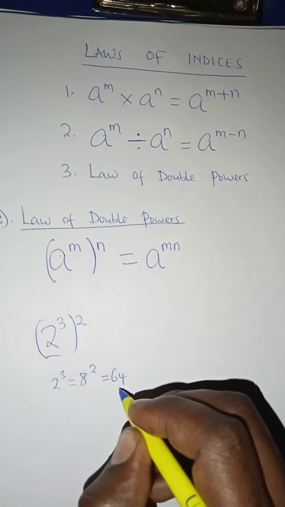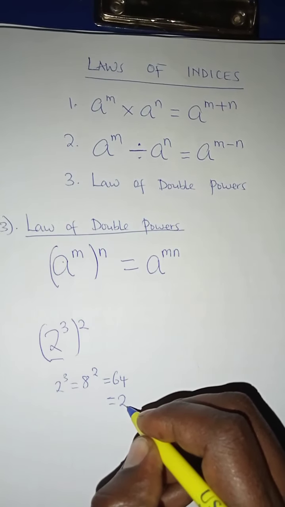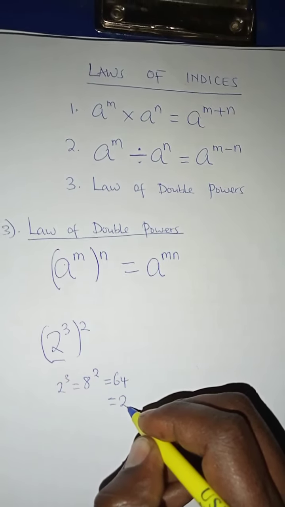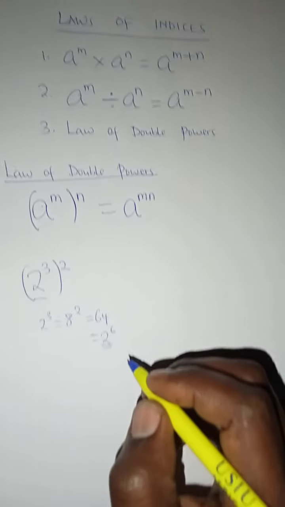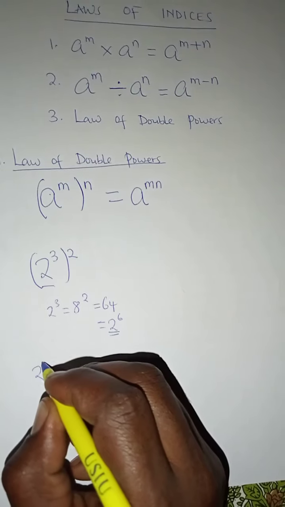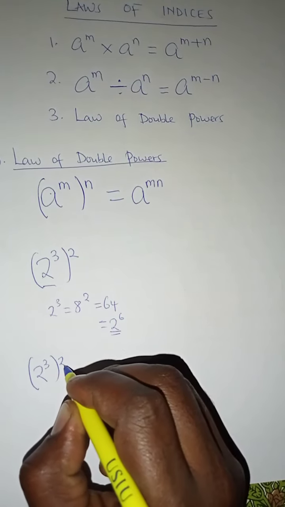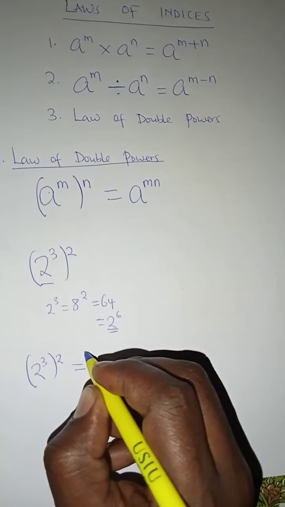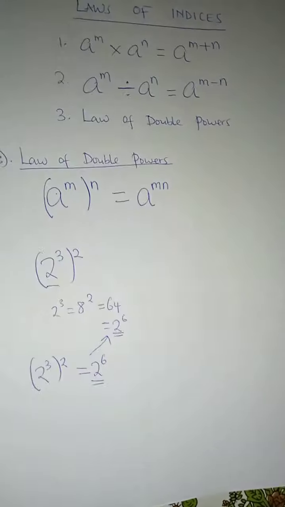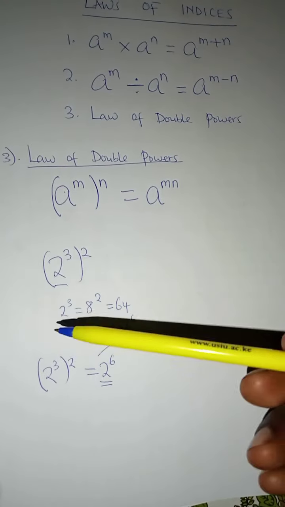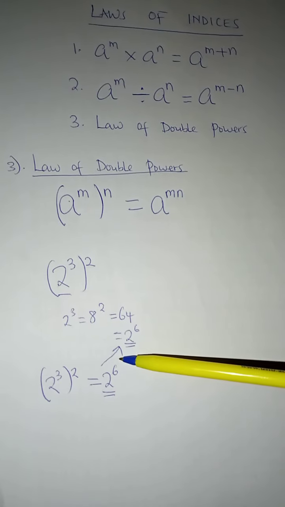64. 64 can be written as 2 power what? 2 power 5 is 32. So this shall be 2 power 6. So the answer here is 2 raised to power 3 raised to power 2 again. This gives us the answer we are getting here as 2 power 6. This is the most conventional way to do it. The traditional way of doing it is 2 power 6.